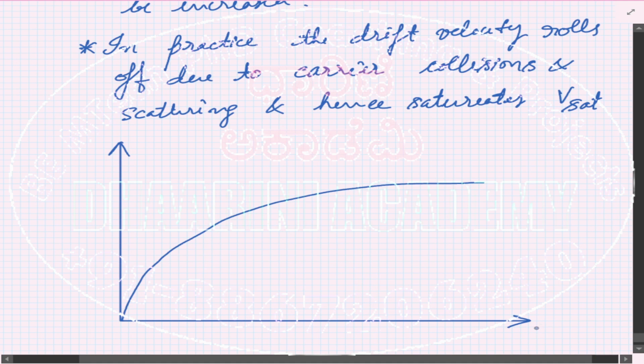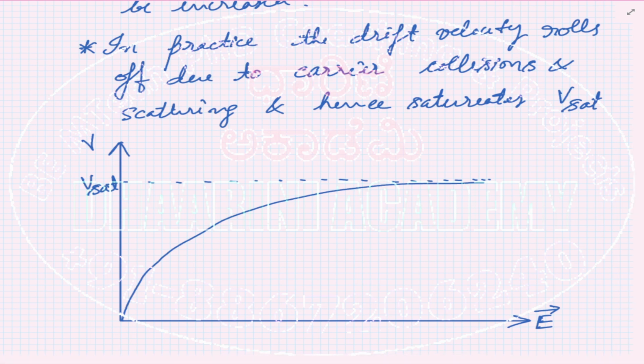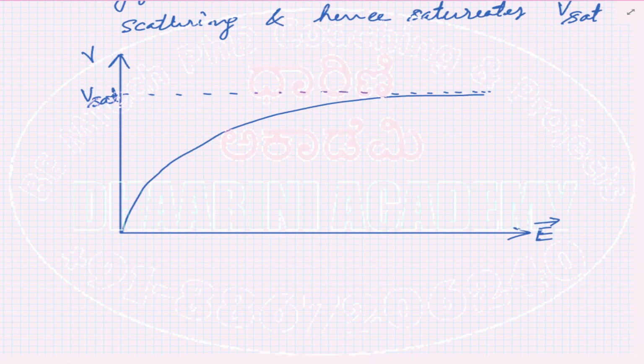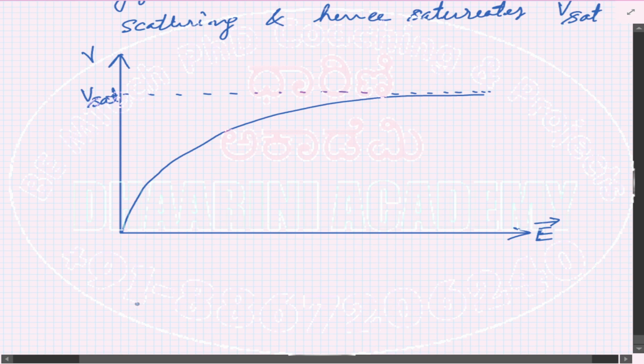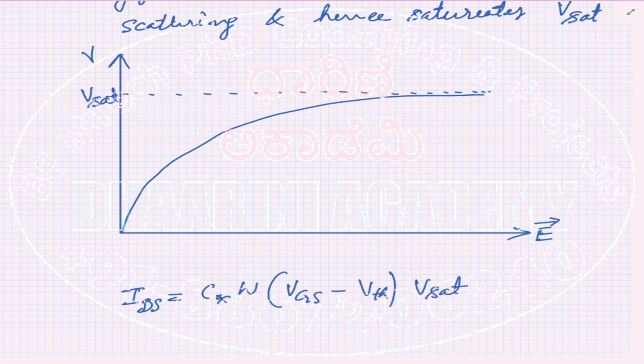The horizontal axis is E, the magnitude of the electric field, and this will be the velocity of carriers. Ultimately it's going to saturate at a given value. It will come and touch that point, and that is V sat. Because of this effect, the IDS can be updated as this: (1/2) μCox (W/L) times (VGS minus V threshold) squared, times a factor, because of this VSAT.